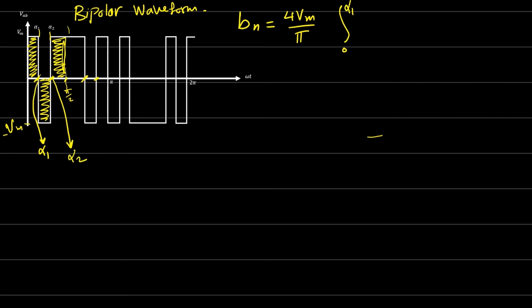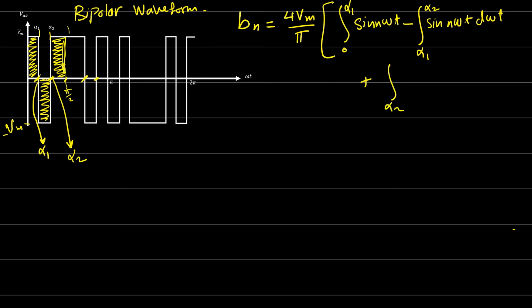The value here is alpha 1, and the angle here is alpha 2, and this is pi over 2. Now we need to make sure that when this alpha 1 and alpha 2 are chosen, Bn is equal to 0. So we can say that Bn is equal to 4V maximum over pi, integrate from 0 to alpha 1 for sine n omega t, minus integration from alpha 1 to alpha 2 for sine n omega t, d omega t of course, plus V maximum, which is outside here, integration from alpha 2 to pi over 2 for what?